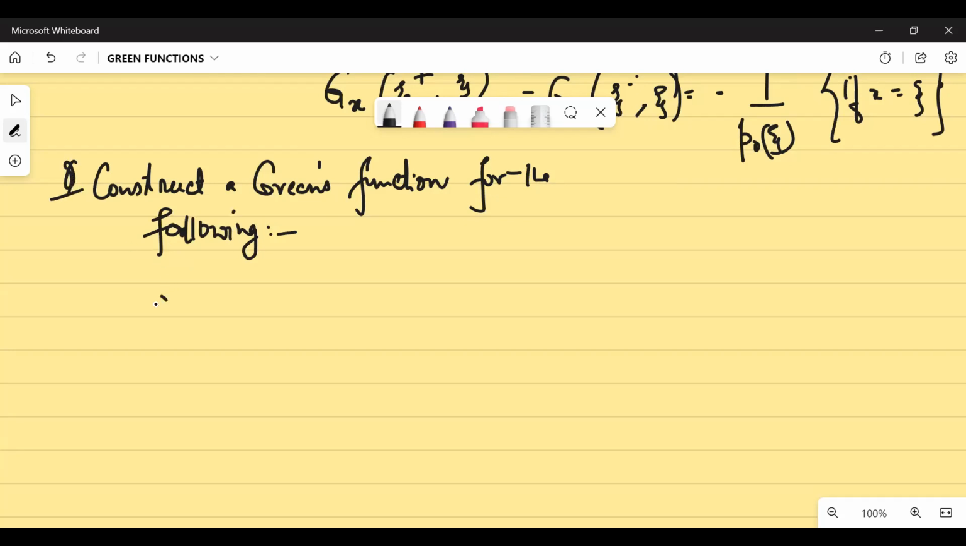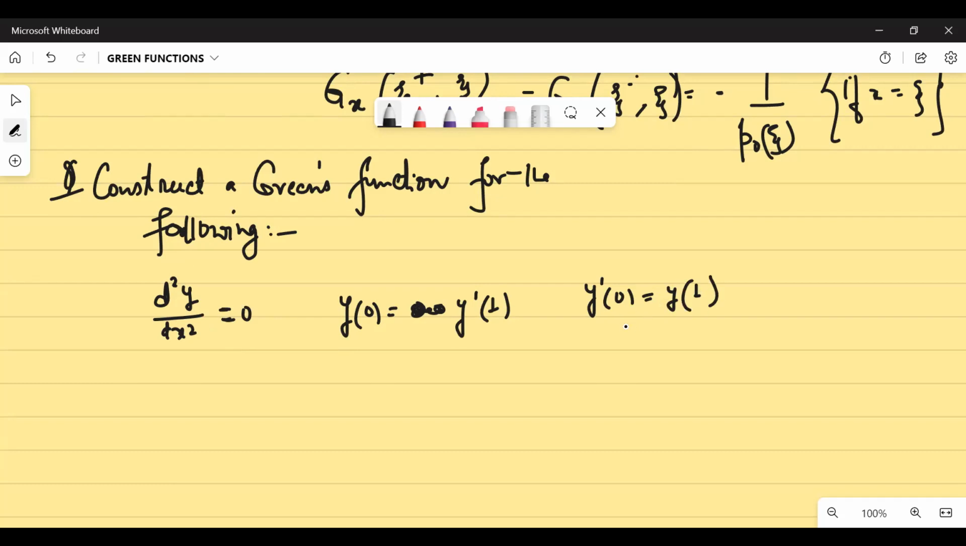So let's say I have this particular problem that you already know, whose solution obviously is going to be a straight line, that is d2y upon dx2 equal to 0, given that y0 is equal to y dash 1, and y dash 0 is given to be y1. Okay, so all these properties we are going to see.